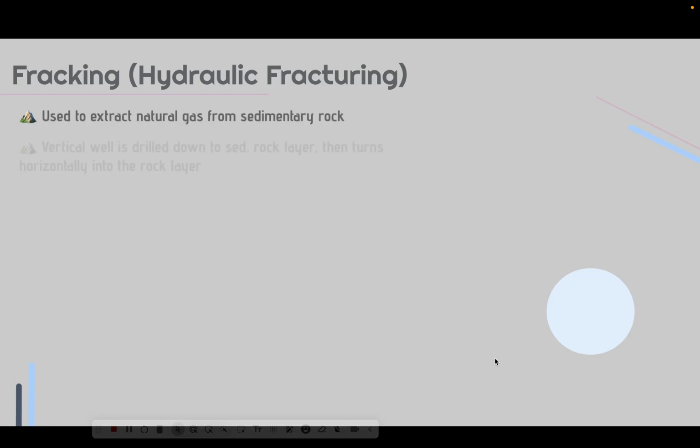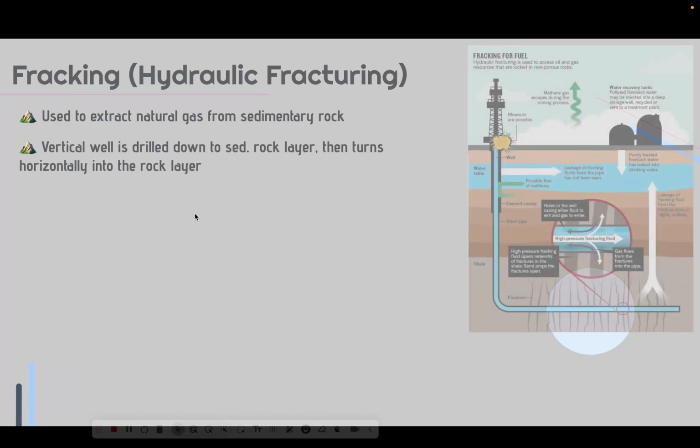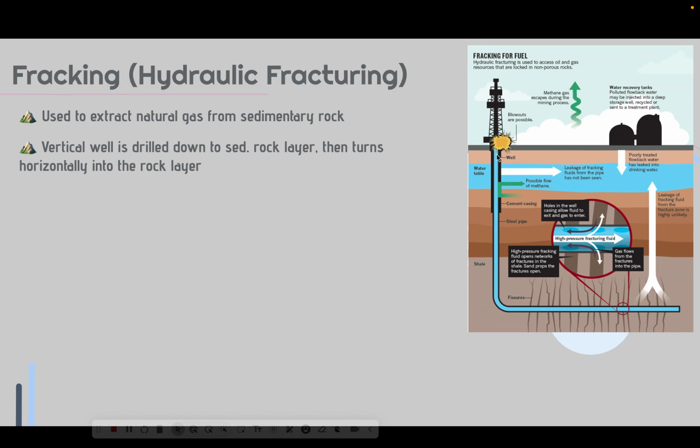And then fracking, what are some of the issues with fracking, otherwise called hydraulic fracturing? Well, the vertical well is set up.